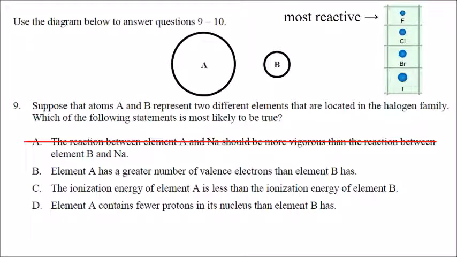Choice B says that element A should have a greater number of valence electrons than element B, but if they're in the same family, they would all have the same number of valence electrons. And since a larger atom would be further down on the periodic table, it would have more protons. That eliminates choice D. Correct answer goes back to that inverse relationship between atomic radius and ionization energy. So the ionization energy of element A is less than that of element B because electrons are more easily removed from element A due to its larger size.